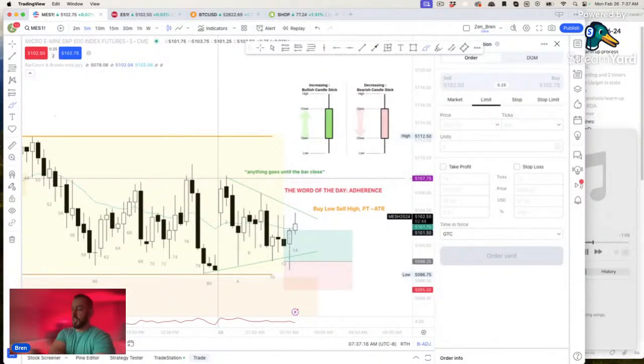My job is to execute my process consistently according to my rules and procedures. That's the game. Why does no one teach that? Why is no one on YouTube saying, your job as a trader is to execute your process consistently according to your rules and procedures? I don't know why people aren't teaching that.